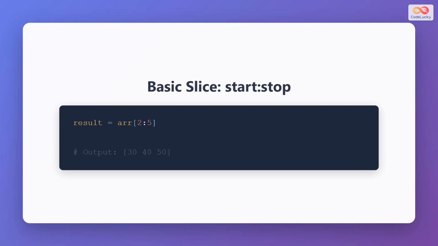Our first example demonstrates basic slicing using just start and stop indices. When we slice array[2:5], from index 2 to index 5, we get 30, 40, and 50. Notice that the element at index 2 is included, but the element at index 5 is excluded. The stop index is always exclusive in Python slicing.